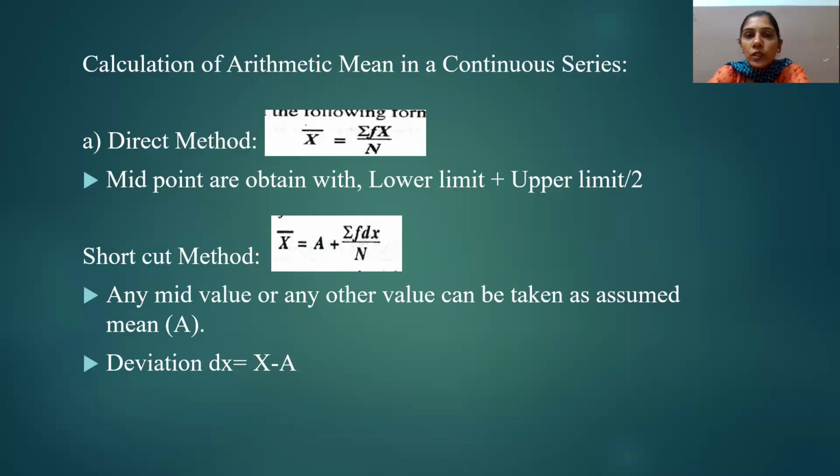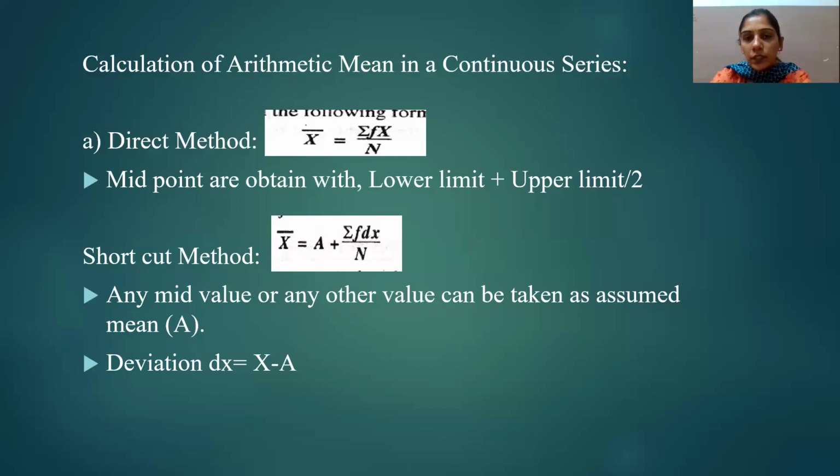So what we have to do is 5 plus 10 divided by 2. This is how we will get the midpoint for a continuous series for calculating the assumed mean. The second method is the shortcut method.